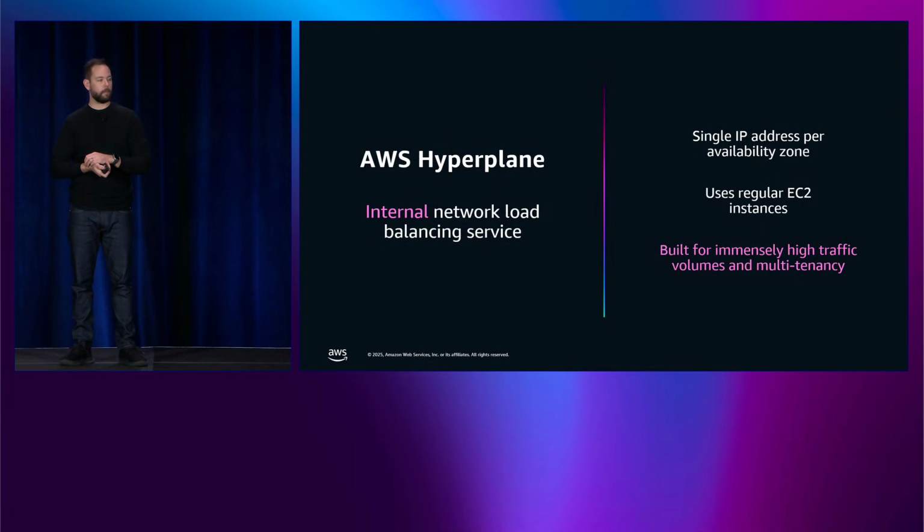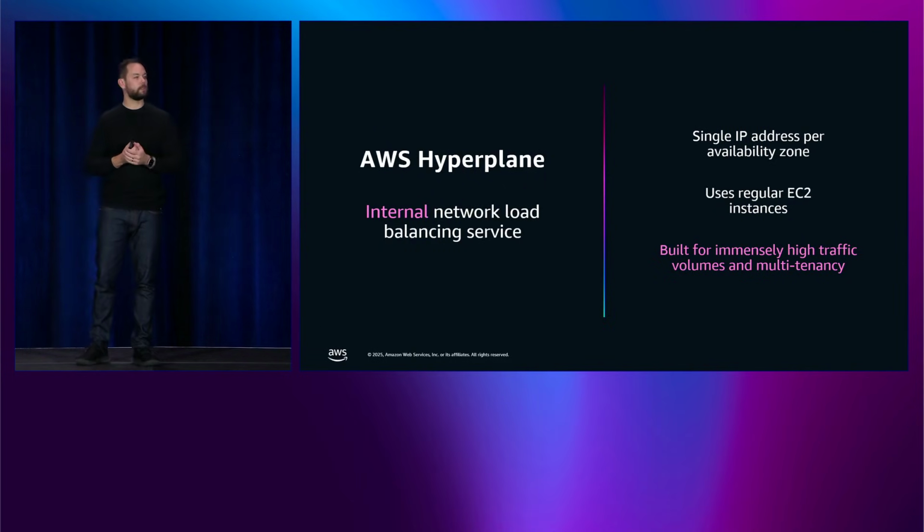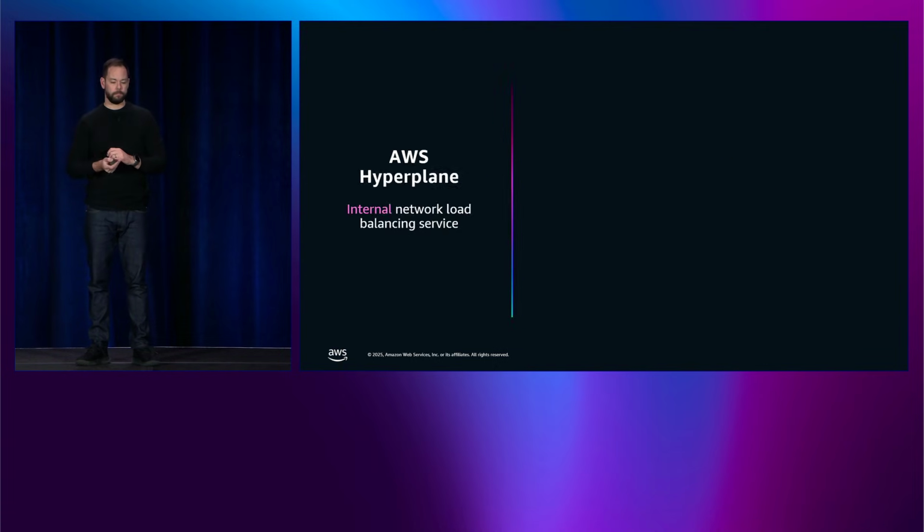Now, lastly on Hyperplane, it is an internal load balancing service. It's not something that's public that you need to really worry about. You look at NLB, gateway load balancer, et cetera, and know that it's using Hyperplane as the scaling mechanism under the hood. And again, it's using standard regular EC2 instances, but it's built for immense scale and multi-tenancy.